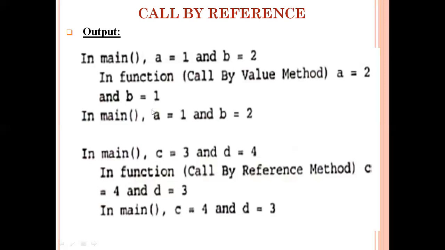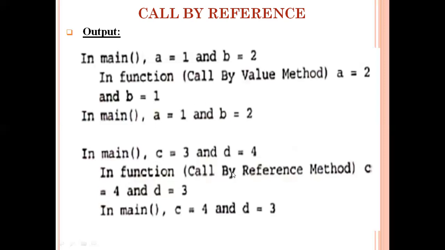Next, come to the calling function. In the main function, a value is not changed; that is, the modification is not reflected. a value is equal to 1, just as before, and b value is equal to 2. So this is the concept of call by value.